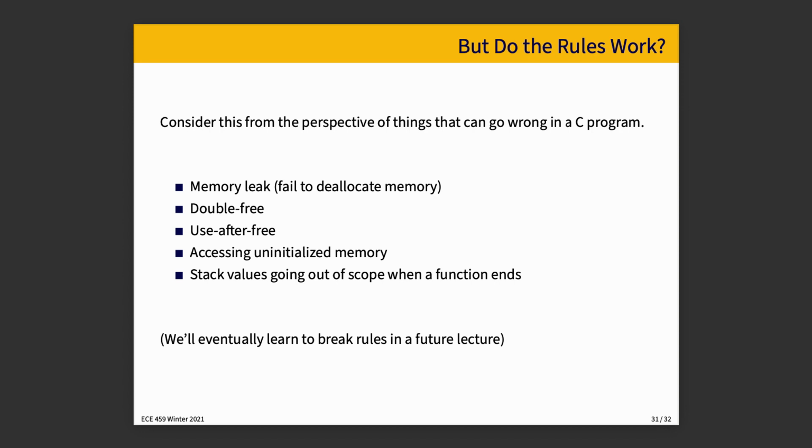Accessing uninitialized memory. This will be caught by the compiler. The compiler will check whether memory has been initialized before you try to use it, which is something that we sometimes forget in C, because malloc will create it, but not necessarily initialize it. And stack values going out of scope when a function ends. This one's a little esoteric, but it happens sometimes.